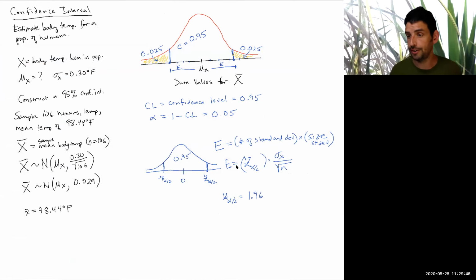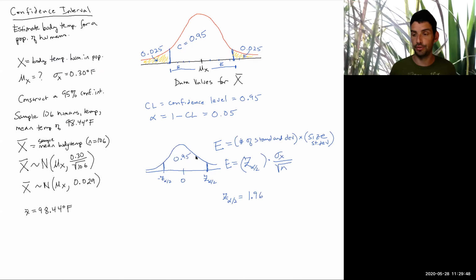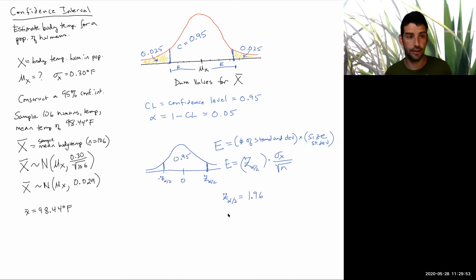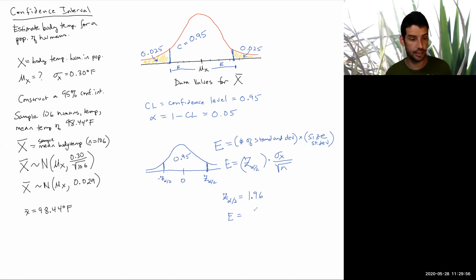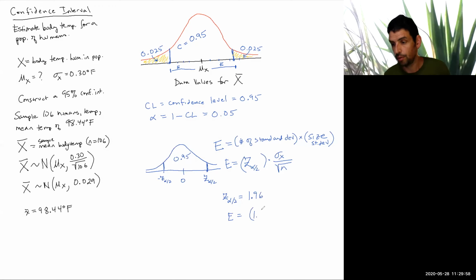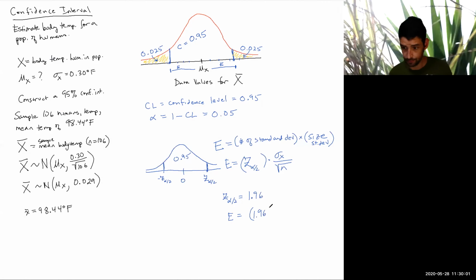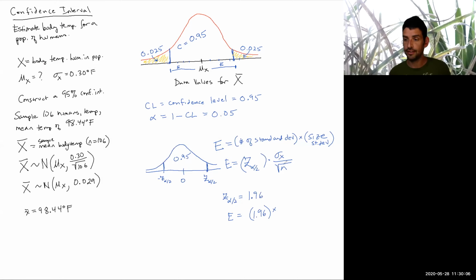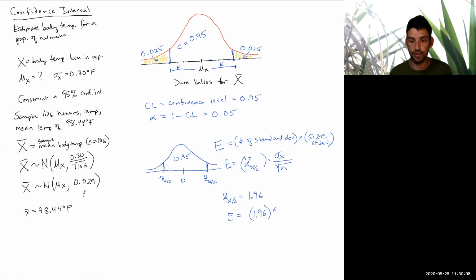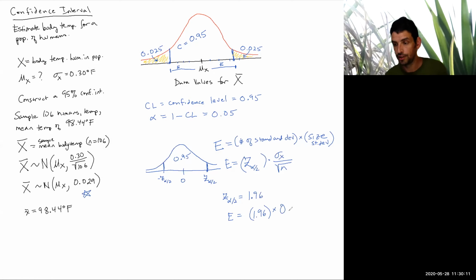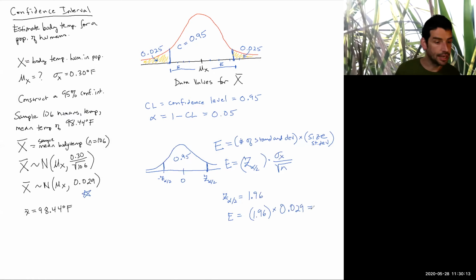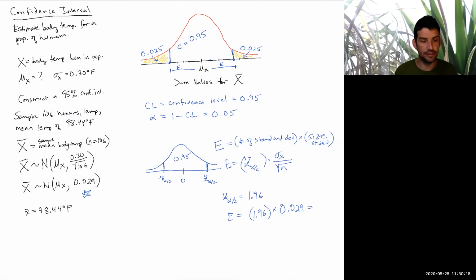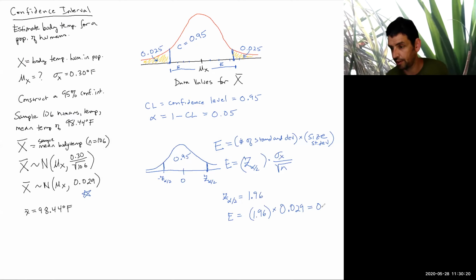So we're almost there. Let's compute this error. So I now have z of alpha over 2. So the error is going to look like 1.96 times sigma x divided by the square root of n, but we already computed that over here, 0.029. And I get an error of 0.057.